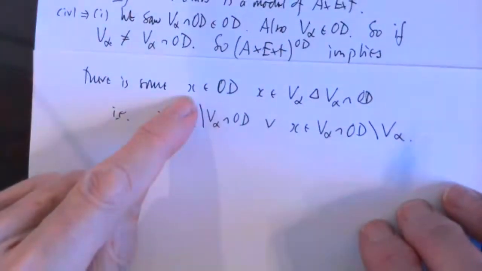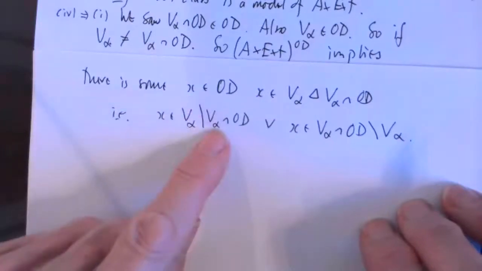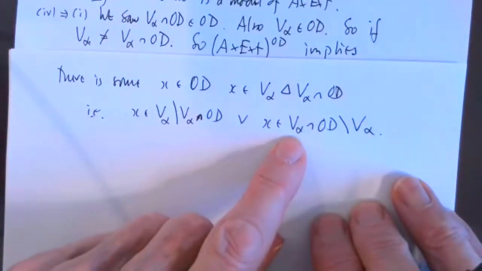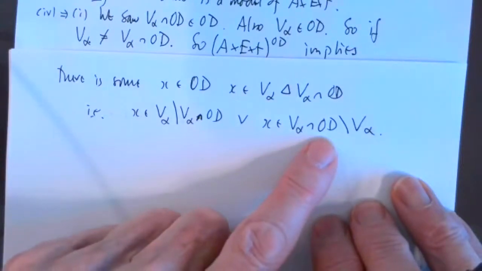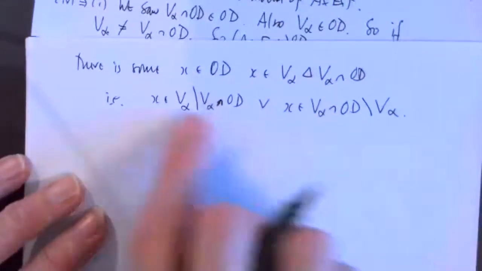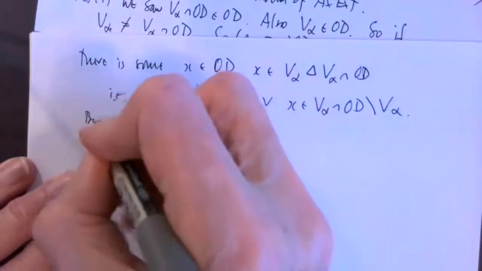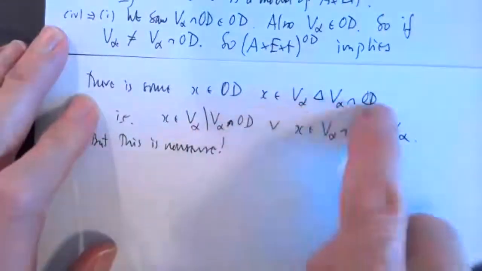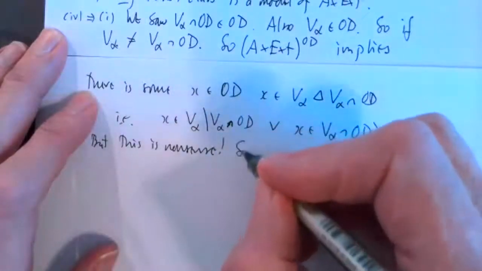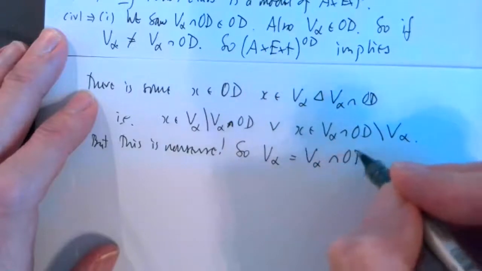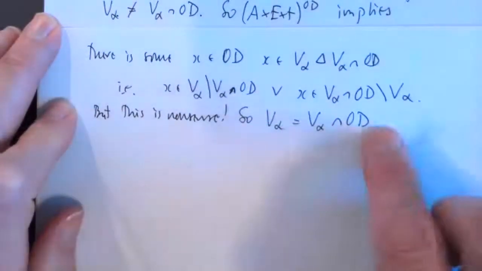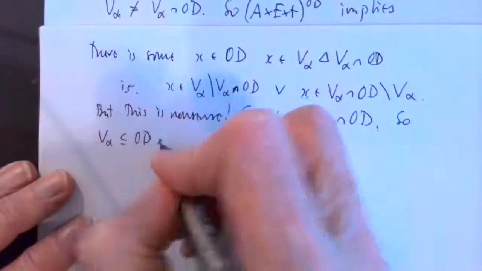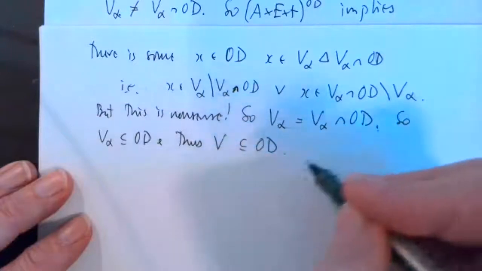X is supposed to be in OD, right? So it can't be in V alpha intersect OD but not be in V alpha. But nor can it be in V alpha but not in V alpha intersect OD, since x is in OD. So this is nonsense. There's nothing in this difference set. So V alpha equals V alpha intersect OD, right? So OD contains V alpha. Alpha was general. And this is 1.